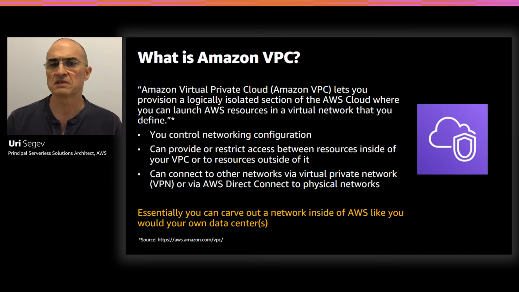So what is a VPC? VPC stands for Virtual Private Cloud, and it is your own virtual network inside AWS. You control its IP range, you define subnets, you define route tables, security groups, gateways, etc. Don't worry, we'll talk about all these terms in the next few slides. Why do you need a VPC? There are several reasons, and I'll discuss a few of them.